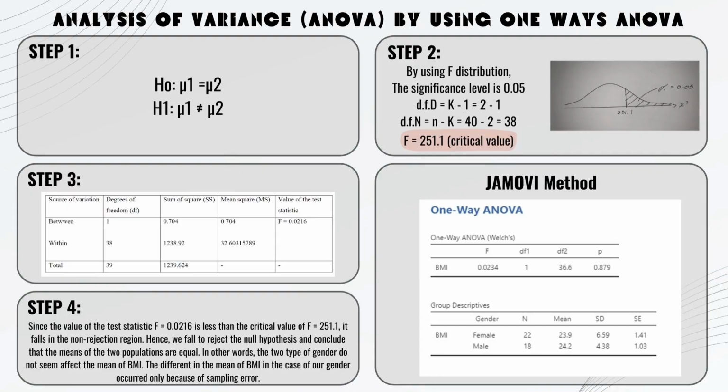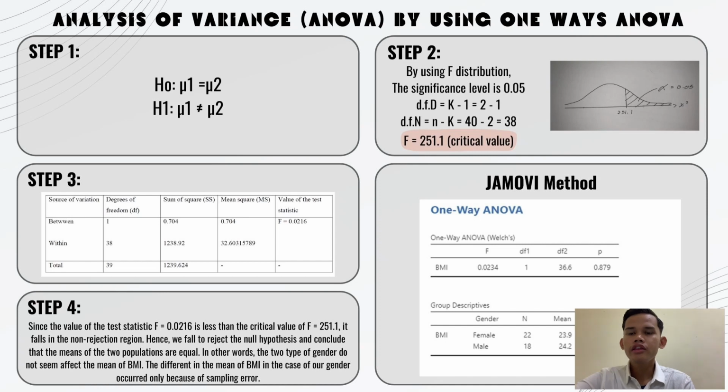Hi guys, my name is Boniface. So today I will present about the analysis of obesity level among students in UPSI. So guys, my part is about the analysis of variance, ANOVA, by using one-way ANOVA. So in this part, we have 4 steps to complete. First step is about the hypothesis of the data.